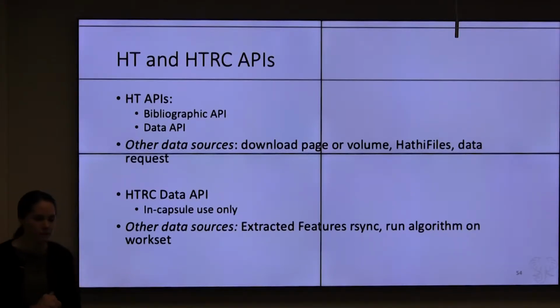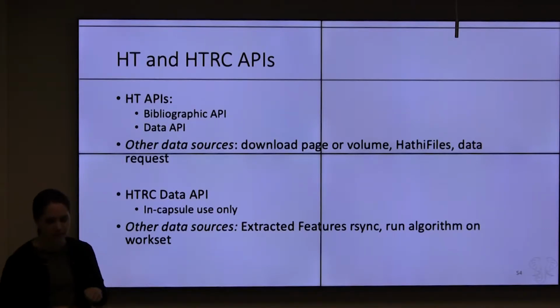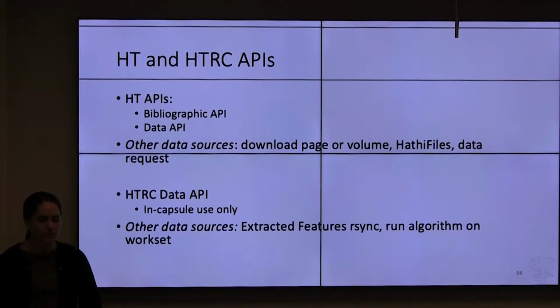All right, so both the HathiTrust and the HTRC maintain APIs for getting access to different data. So the HathiTrust APIs are a bibliographic API and a data API. And then there's also other data sources that I'll talk about in a second. The bibliographic API allows you to pull information about the volumes in the form of that metadata record, generally using some kind of unique identifier. And we're going to do an activity looking at the bib API together.